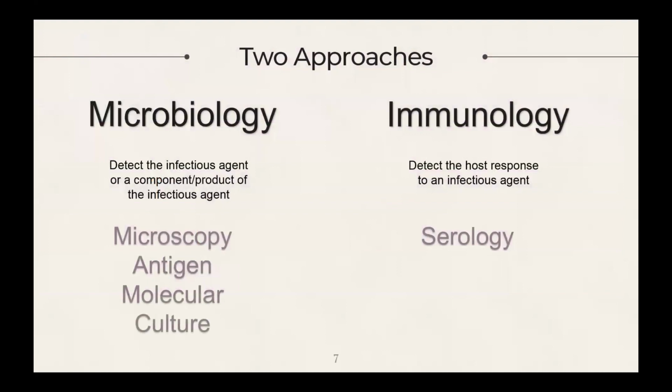So when it comes to infectious disease in the laboratory, we have two approaches. There is microbiology, where we are going to detect the infectious agent or a certain component or product of the infectious agent. We're looking for the bug. And there's immunology, where you detect the host response to an infectious agent. So we'll go through these tests right here. Microscopy, antigen testing, molecular testing, and culture are the main ways we go about doing that.